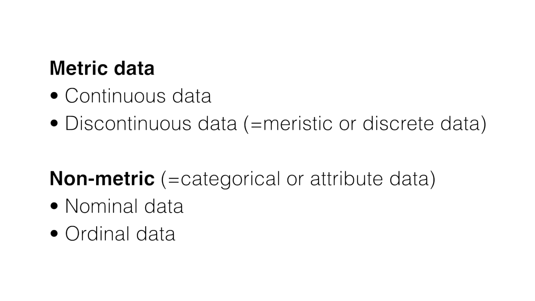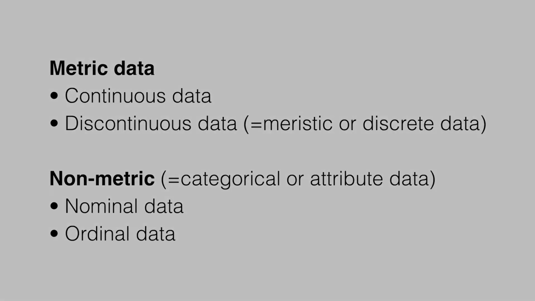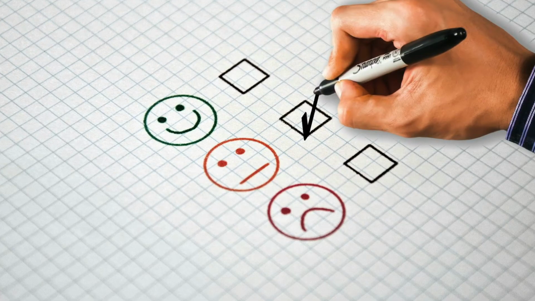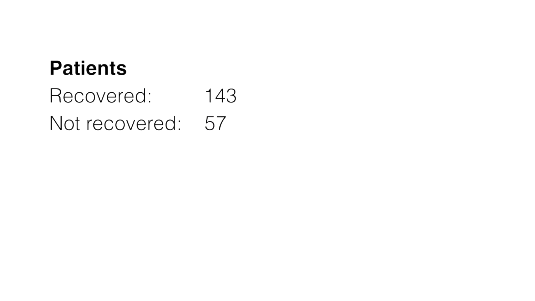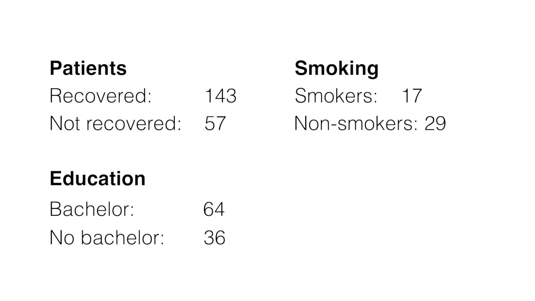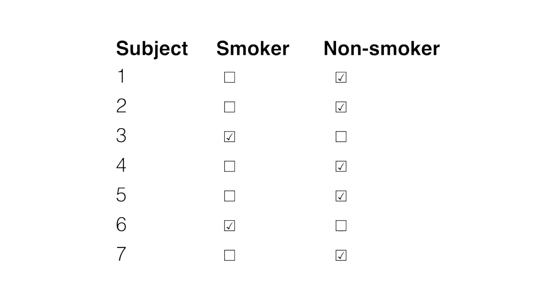More important is the difference between metric and non-metric data, because non-metric data are very different from metric data. When you have non-metric data, you count how often an observation is made. For example, you count how many patients have recovered or how many have not. Or you count the number of people with or without a bachelor degree, or the number of smokers versus non-smokers. What you measure for each person is the category to which she or he belongs. For example, smoker or non-smoker.